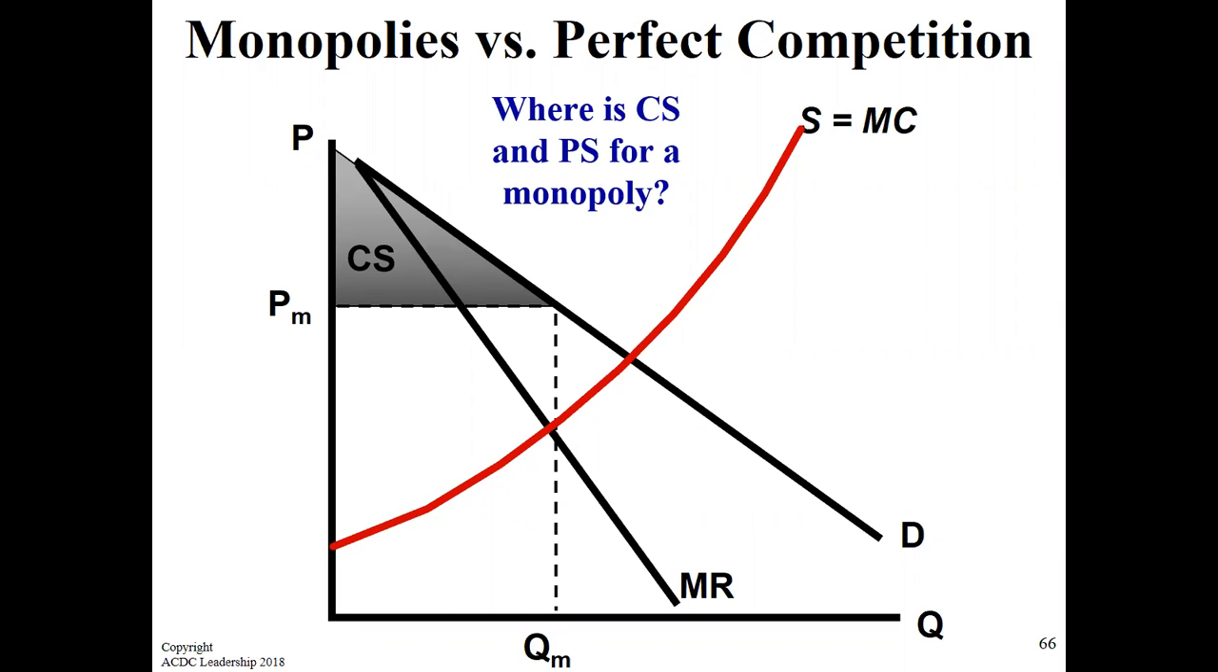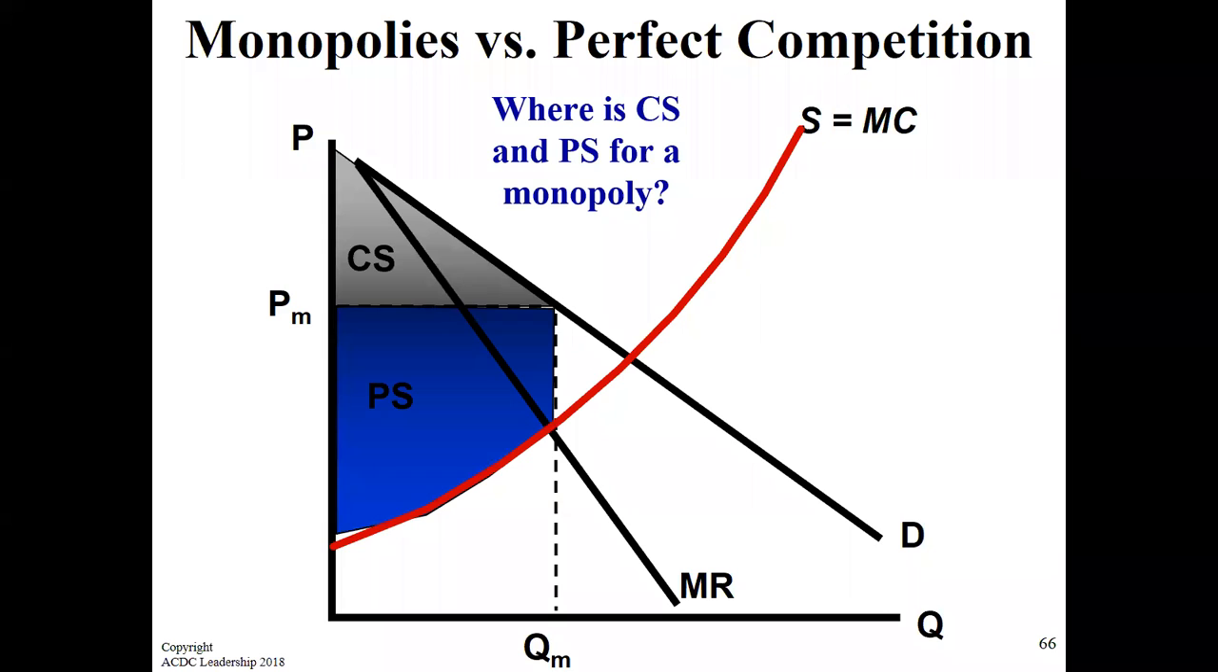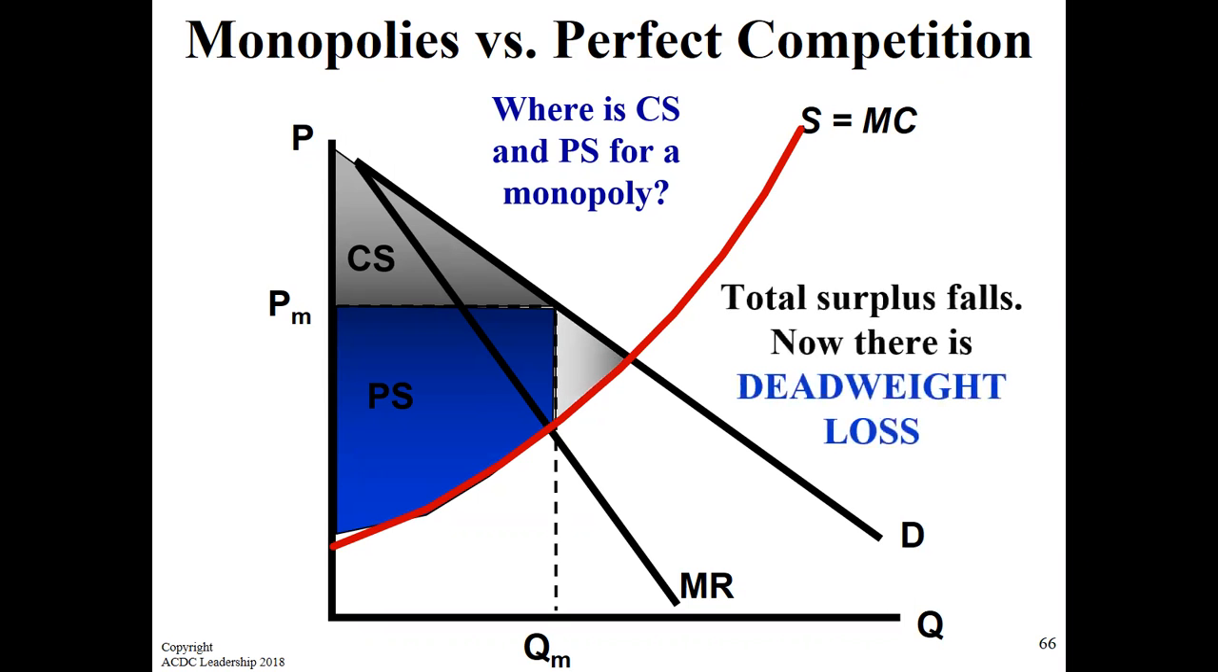Okay, same rule, right? Below the price, above supply. And then this white triangle here, which I'll shade in, is deadweight loss. All right, why? Because in perfect competition, you were producing this quantity, but as price went up, you drove some people out of the market. And that causes deadweight loss. All right.